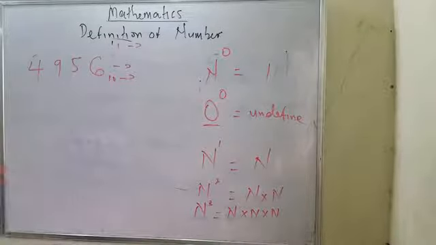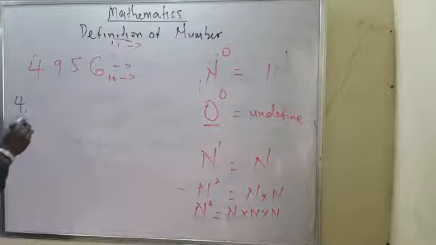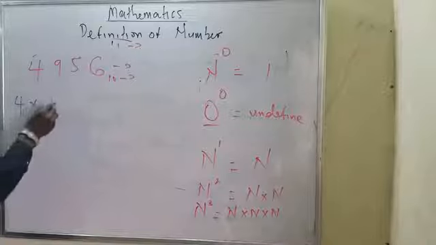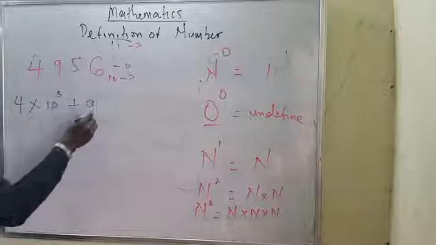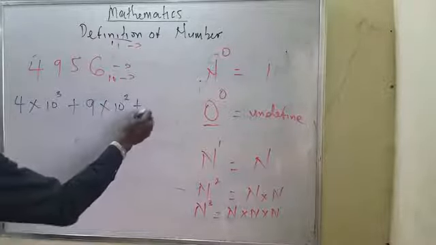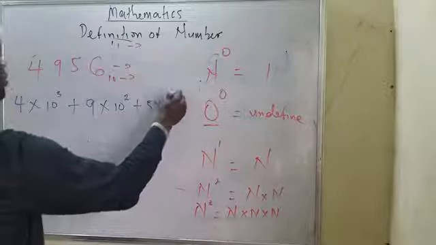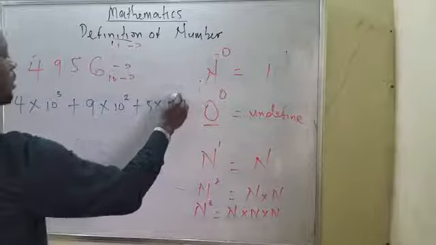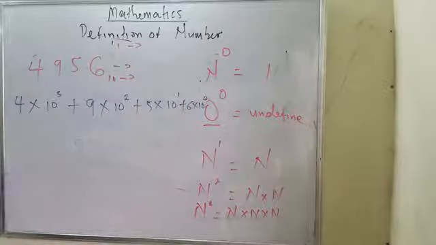Now, when I have a number in this form, 4,956, there are these things I've explained. It means 4 multiplied by 10 raised to power 3, plus 9 multiplied by 10 raised to power 2, plus 5 multiplied by 10 raised to power 1, plus 6 multiplied by 10 raised to power 0.